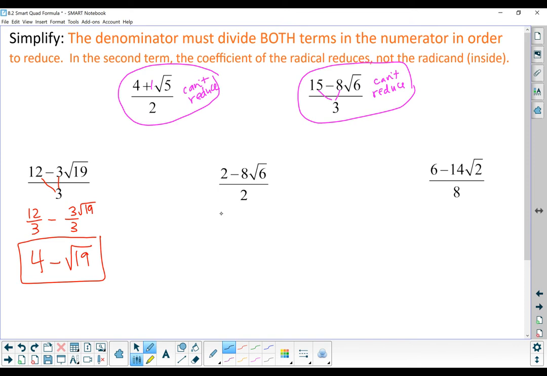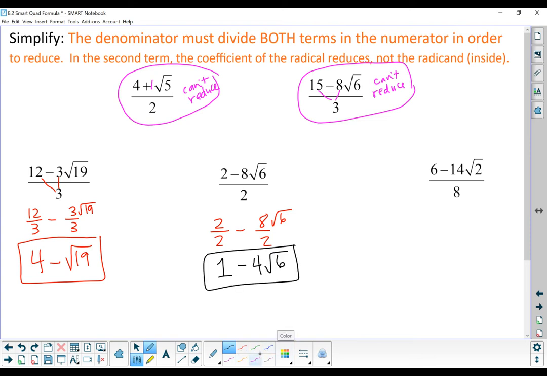So let's think about this one. If I wrote it separated, it's a 2 over 2 minus an 8 root 6 over 2. So that first term is going to be a 1. It's very easy to lose that term, to have your brain trick you into turning it into a 0. But that is a 1. 2 divided by 2 is 1. And then minus 4 root 6.